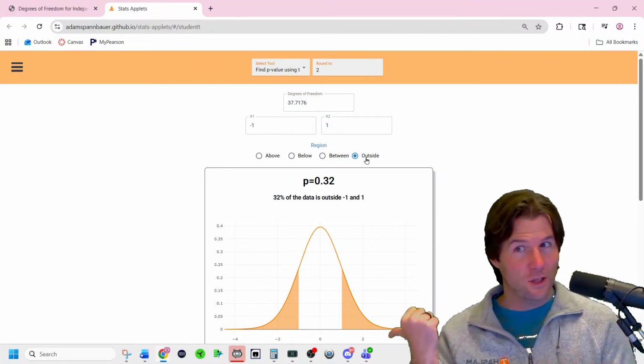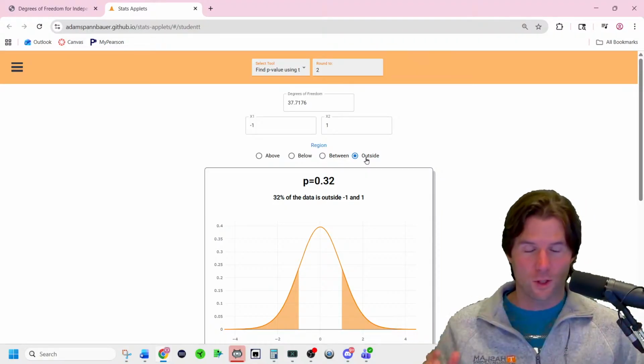If it's a less than test, shade to the left. If it's a greater than test, shade to the right. If it does not equal, shade both sides.